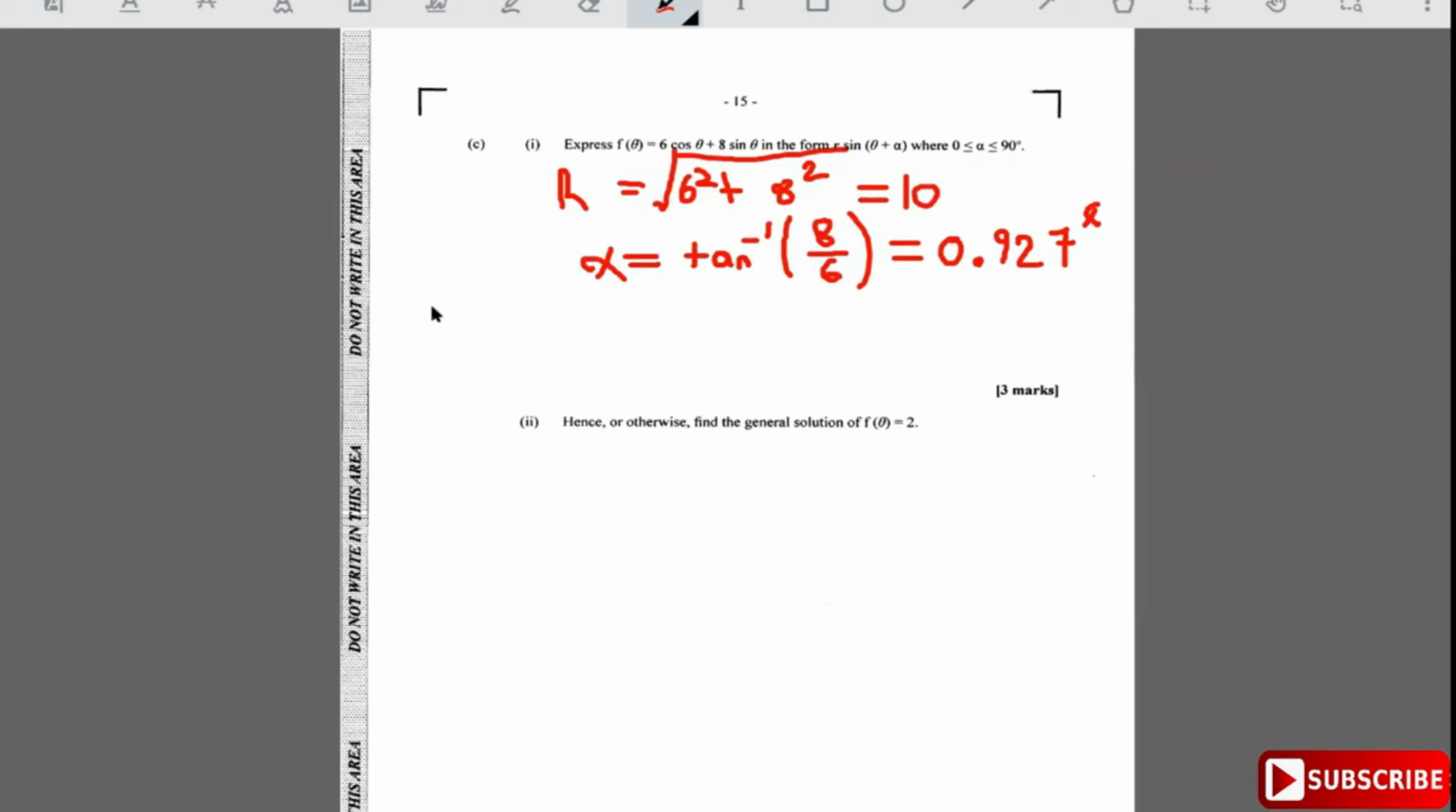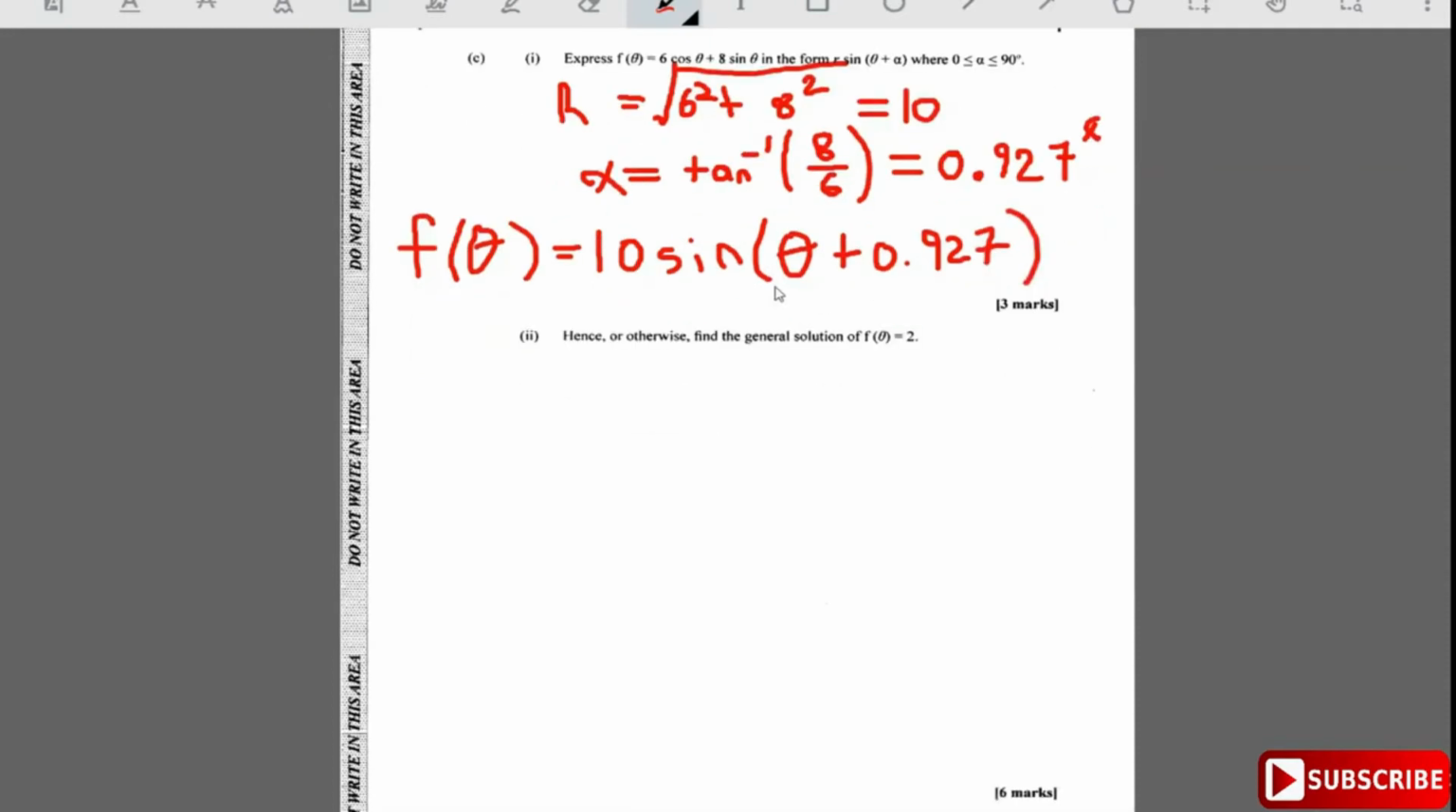So f of theta is now equal to 10 sine theta plus alpha. So it's 10 sine theta plus 0.927. Nice and easy. Now that we finish this question, moving right along, part 2.